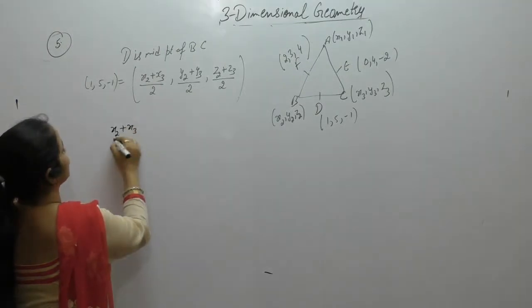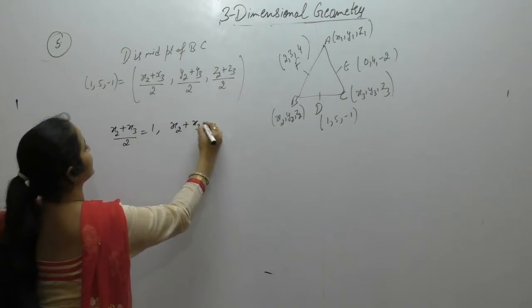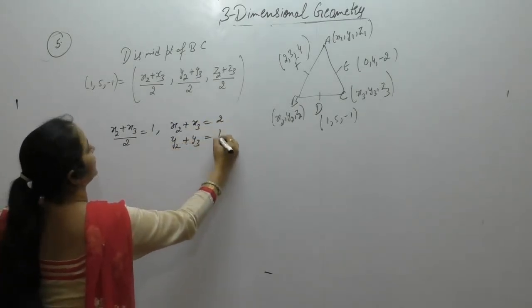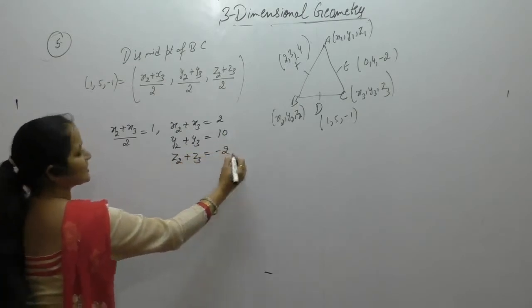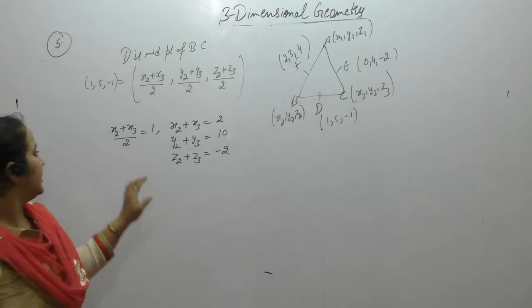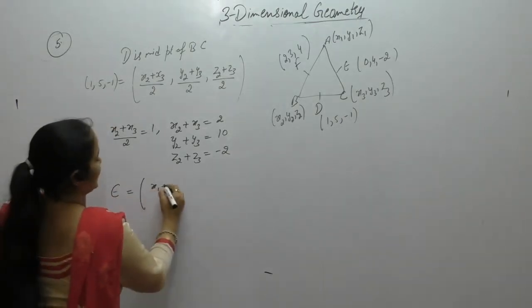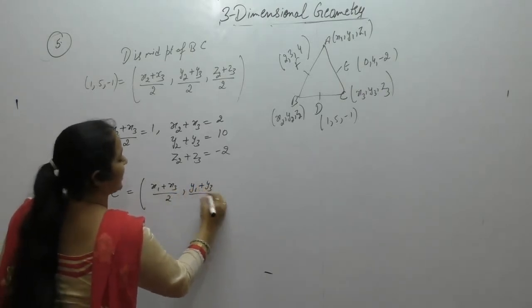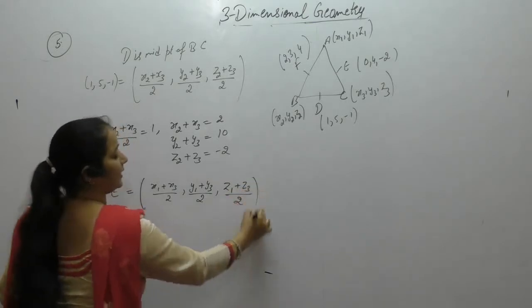Equation x2 plus x3 by 2 is equal to 1. So we get x2 plus x3 is equal to 2. y2 plus y3, 2 into 5, 10. z2 plus z3, 2 into minus 1, that is minus 2. Now the coordinates of E. E has coordinates x1 plus x3 by 2, y1 plus y3 by 2, z1 plus z3 by 2.